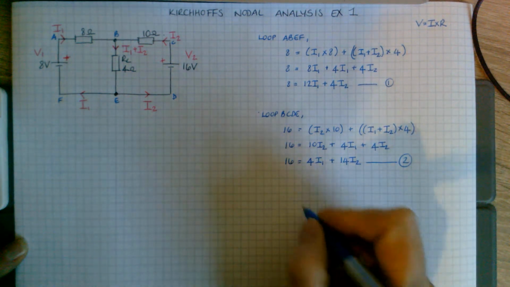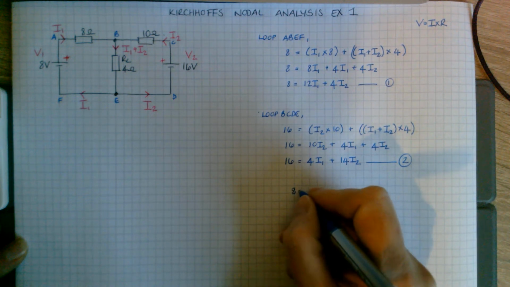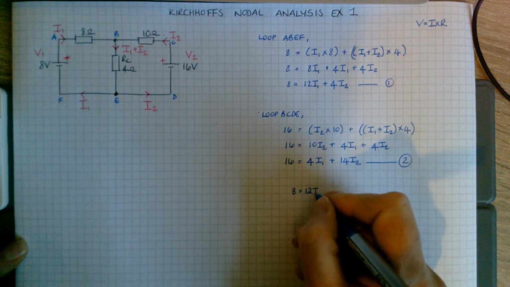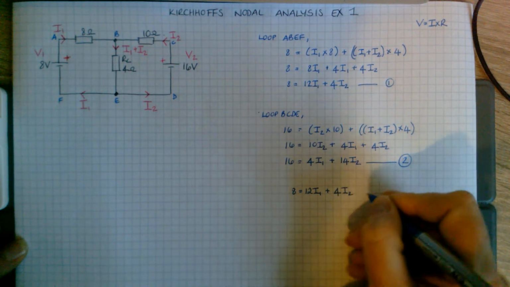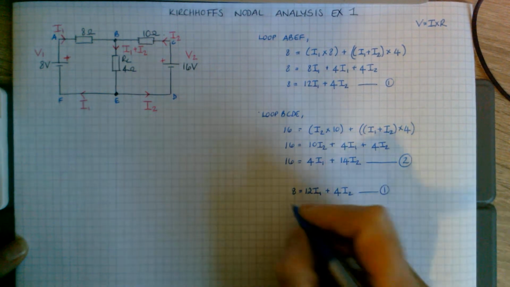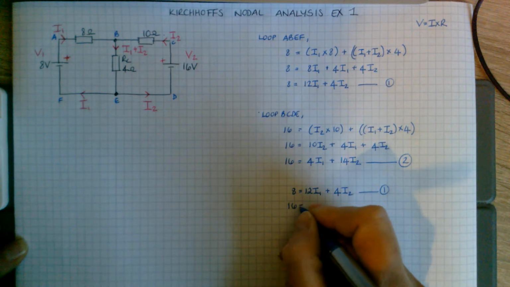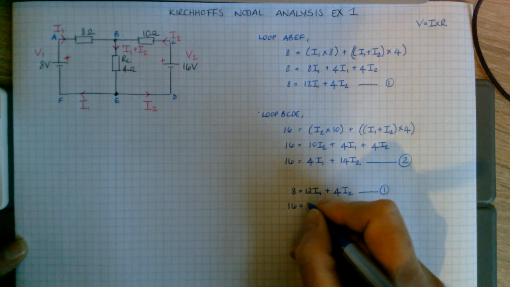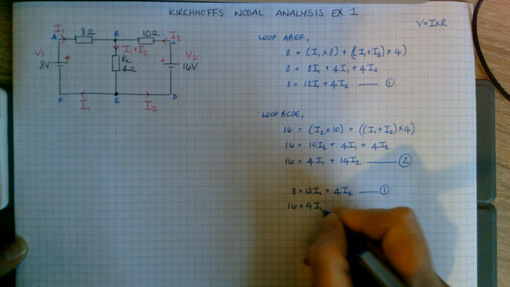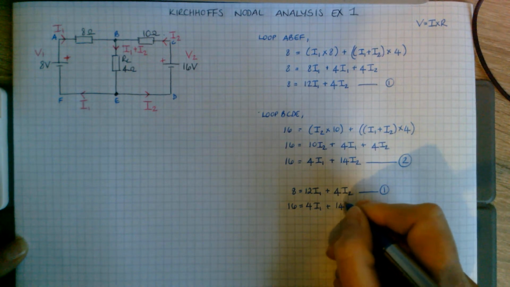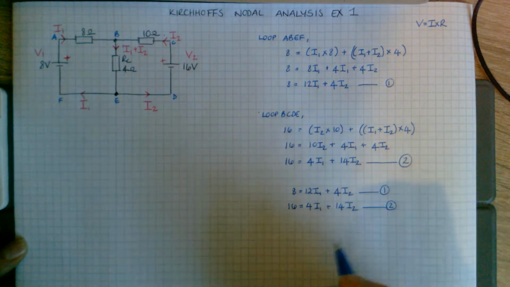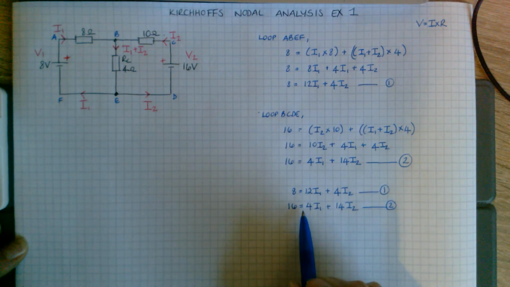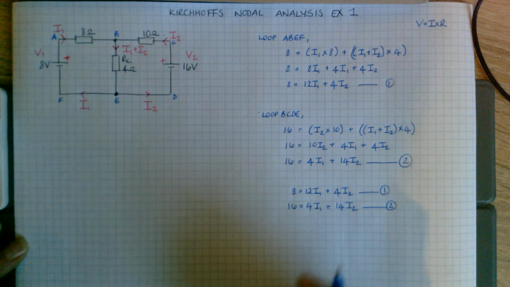So I'm just going to write these down again. My first one, 8 equals 12I1 plus 4I2, equation 1. And my second equation, 16 equals 4I1 plus 14I2. Now I'm going to solve these by multiplying my second equation by -3 so that when I add them up I get rid of my I1s.